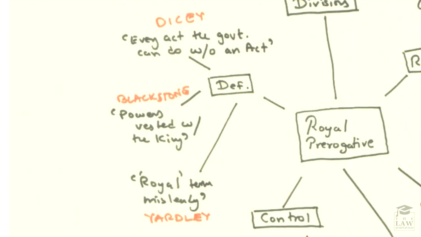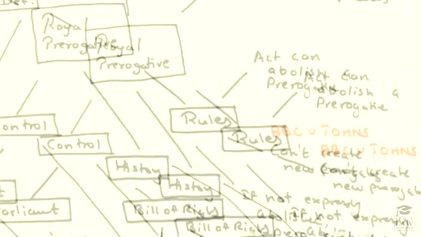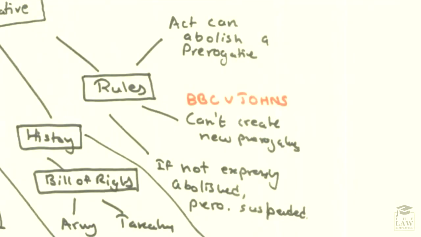In terms of the prerogatives in effect, there are a few rules that have cropped up over the years and centuries. One is that an act can abolish a prerogative. Parliament being supreme and sovereign over everything else in the UK, an act of Parliament can abolish a prerogative. BBC and Jones, a case available in your case summaries, which I urge you to look at, states that you can't create new prerogatives. It is the remainder of the powers vested with the crown, nothing new. Moreover, if a prerogative is not expressly abolished, it is merely suspended.